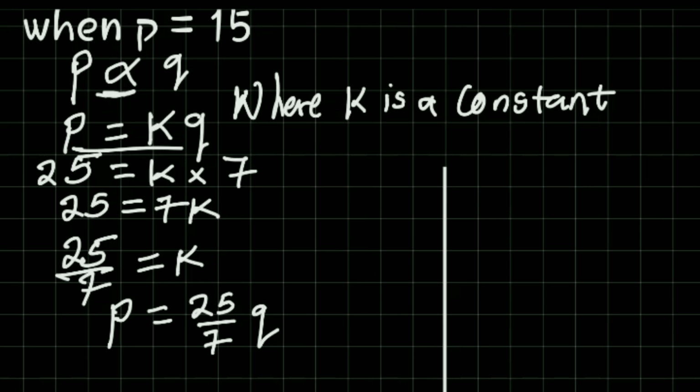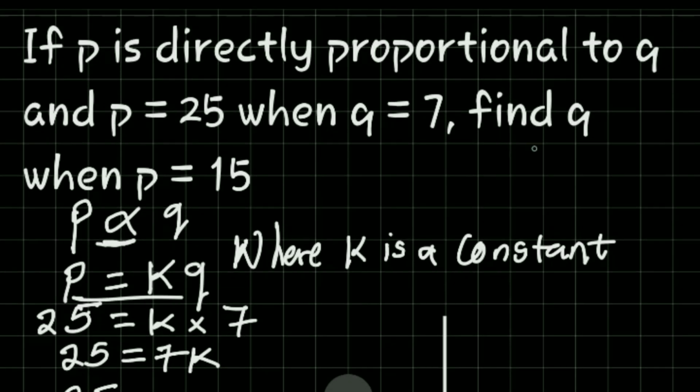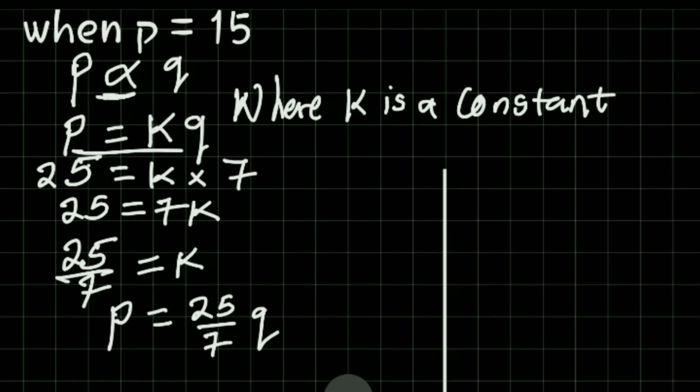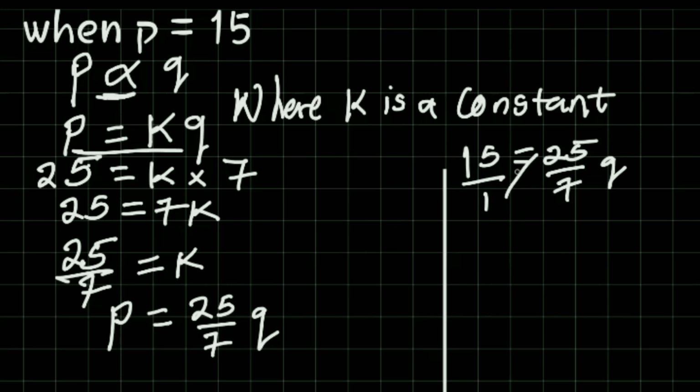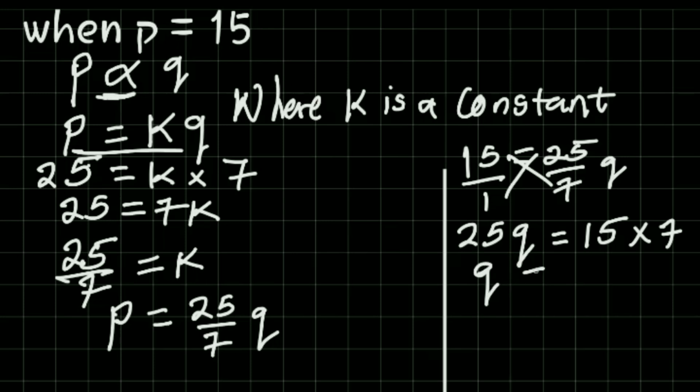And so, to solve the problem now, find Q when P is 15. So we substitute 15 equals 25 over 7, we have that as Q. This is 15 over 1, so we can cross multiply this. This will be 25Q times 1. 25Q equals 15 times 7. The coefficient of Q is 25, so Q will be 15 times 7 over 25.